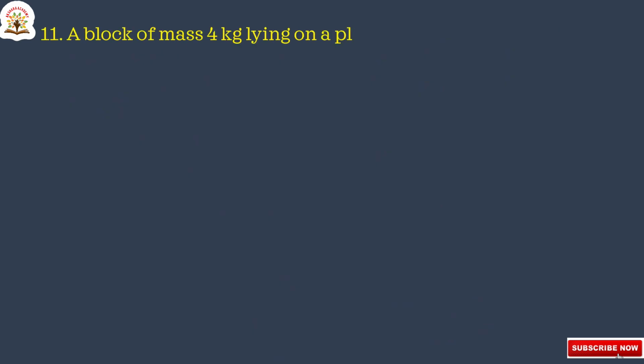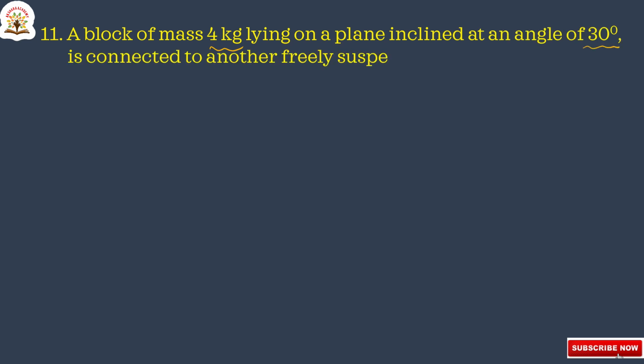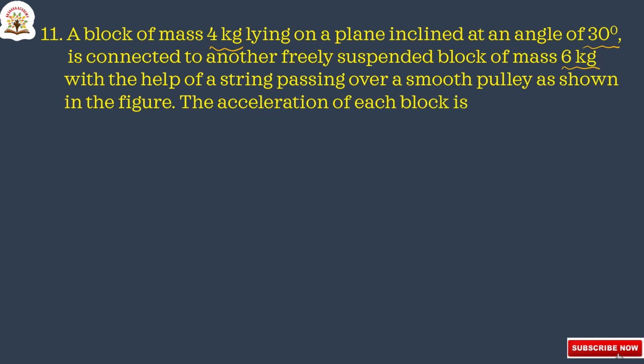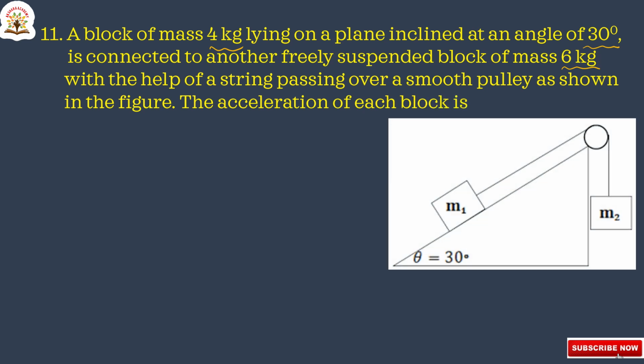A block of mass 4 kilogram lying on a plane inclined at an angle of 30 degrees is connected to another freely suspended block of mass 6 kilogram with the help of a string passing over a smooth pulley as shown in the figure. The acceleration of each block is, see this figure here, inclined plane at an angle of 30 degrees and a block of mass m is 4 kilogram lying on the plane inclined at an angle of 30 degrees is connected to another pulley. This is another pulley, a freely suspended block of 6 kilogram with the help of a string.